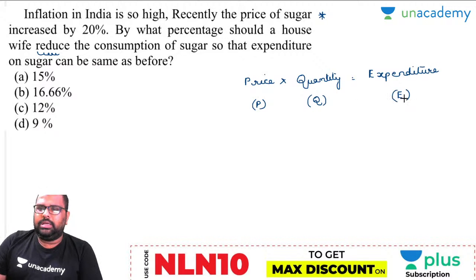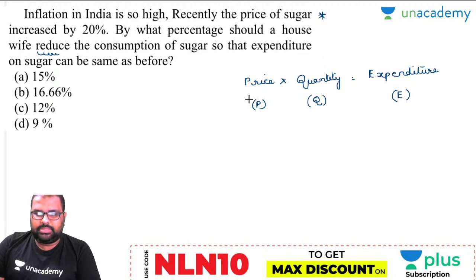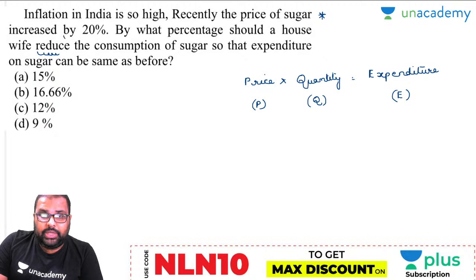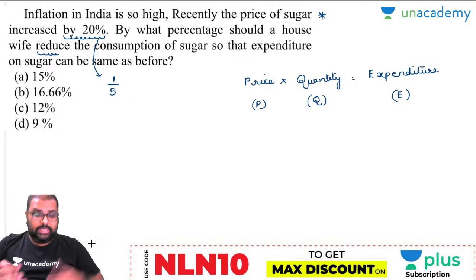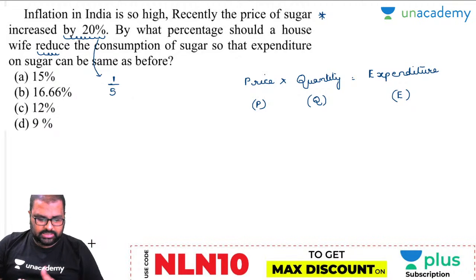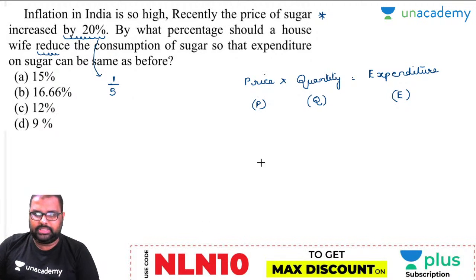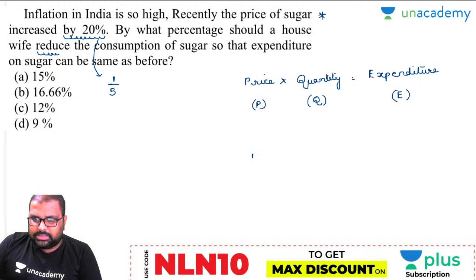Now see here, the original price is P. Now how much is it reduced? It is reduced by 20%. Now 20% in fraction is how much? It is 1 by 5. Am I right or wrong? Yes, it is reduced by 20%. The present value will be 80% only. Now the price will be how much? It will be 4P by 5.